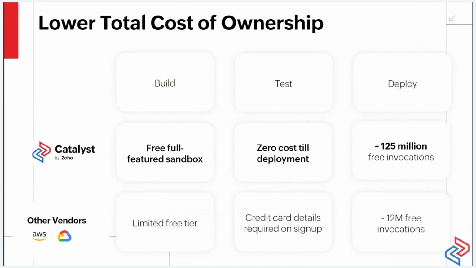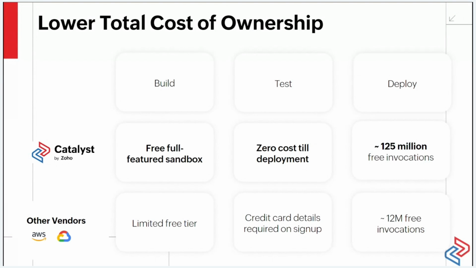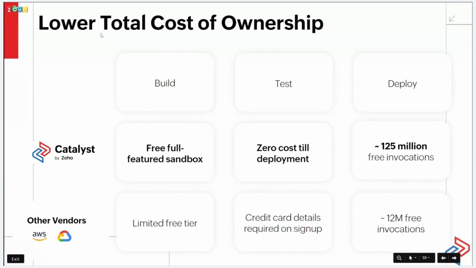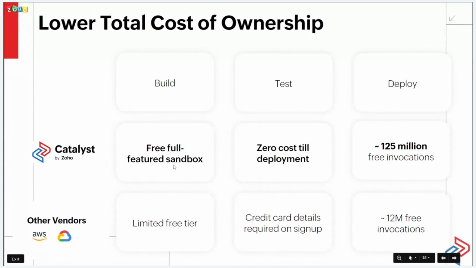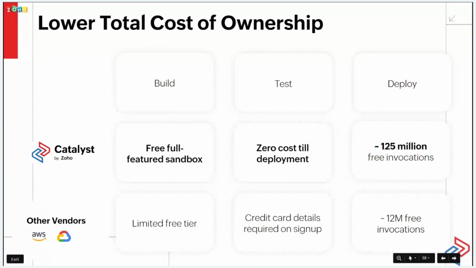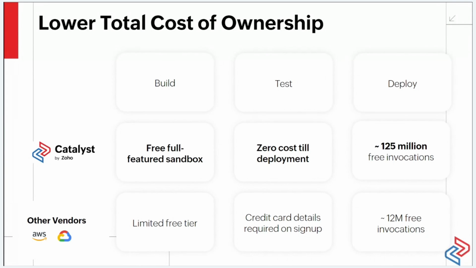To answer your question, I think this was by Ankit, how do we offer a lower total cost of ownership? So at Catalyst, we offer a free, fully featured sandbox, and you're able to test out your application because there is zero cost till deployment. Now, we do not limit any features, or offer a limited tier sandbox, which essentially means that we plug out the functionality for you beyond a certain amount in usage, or require you to give up certain credit card details on sign up so that we know that if you exceed a certain point, there is an opportunity to charge.